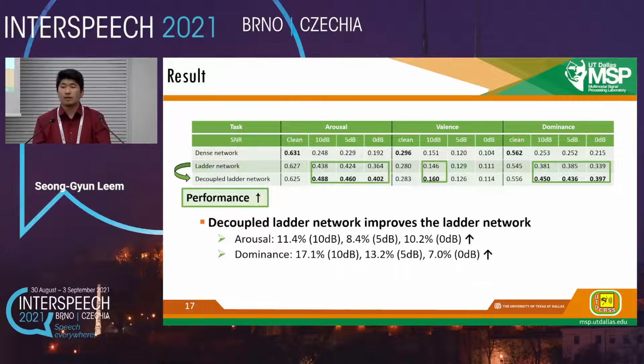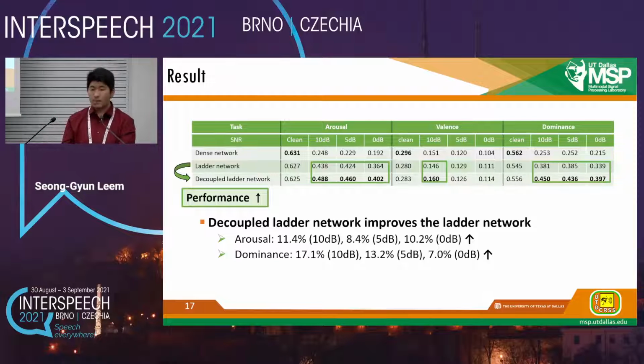Such improvement is further increased when we use the decoupled ladder network architecture. In the prediction of arousal, there was an improvement of 11.4%, 8.4%, and 10.2% for each recording condition. Such a trend is similar in the dominance prediction. So we can see that the decoupled ladder network can improve the performance in noisy recording conditions.